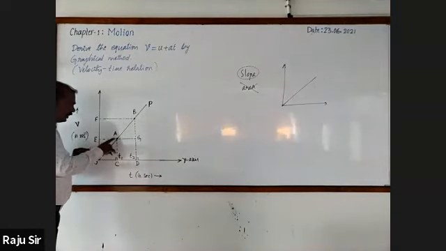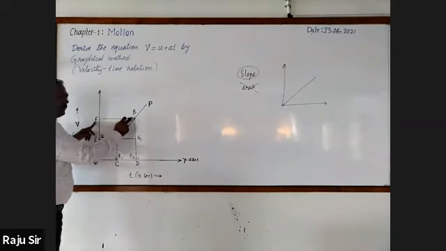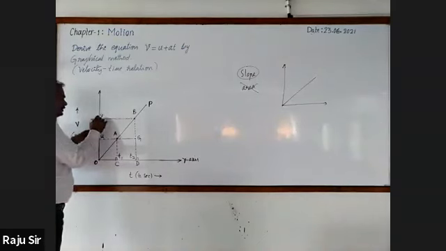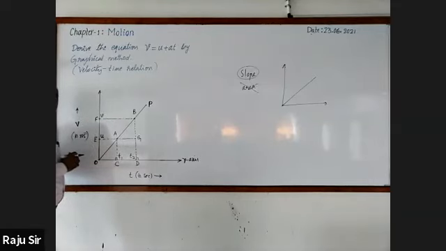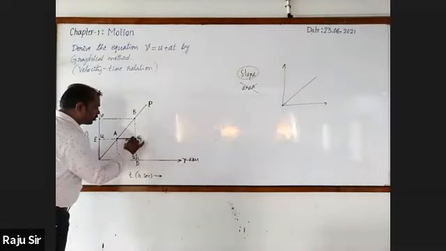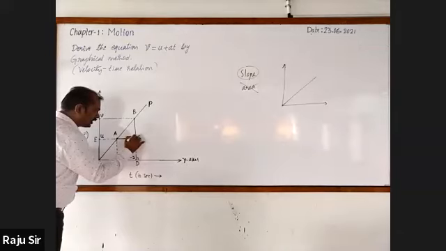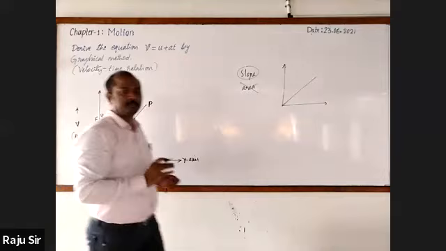Look here, you all know that A is the initial velocity. It is denoted as U. And B is the final velocity of the body, denoted as V. Here we are going to take the slope of AB. Hence, I take the triangle AGB.